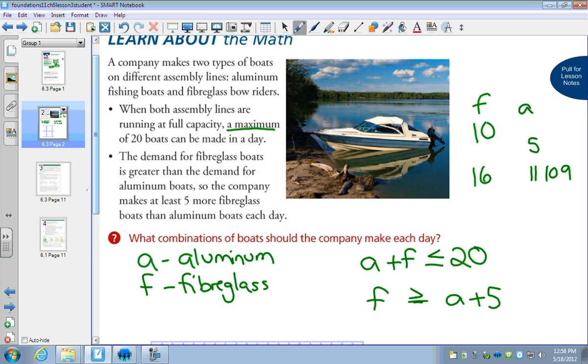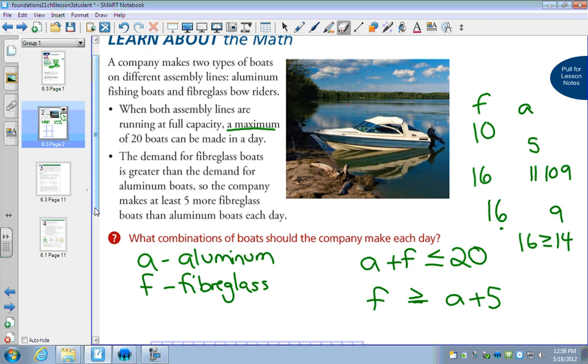Let's look at this example. If I made 16, I could make 9. That meant at least 5 more, but 16 is always greater than or equal to A plus 5, because 9 plus 5 is 14. And 14 and 16, 16 is greater than or equal to 14.